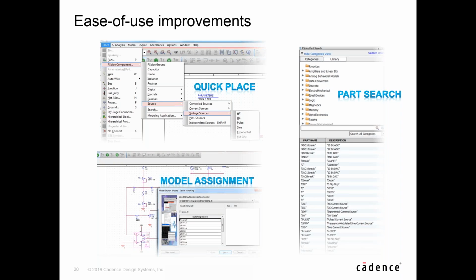And then the final thing is model assignment from the schematic. If you have a schematic that may be targeted at a PCB and you now need to simulate that with PSpice, you can go through that schematic, select the components, and link those components to an existing SPICE model that you may have on disk.